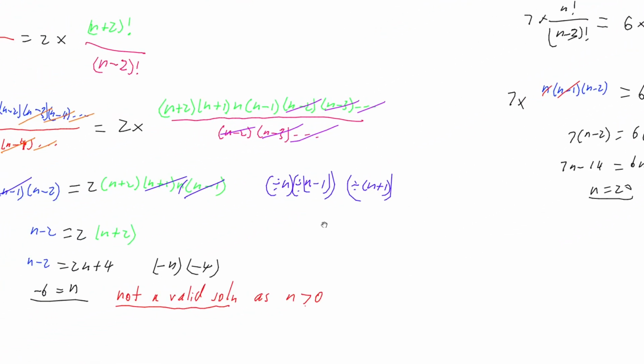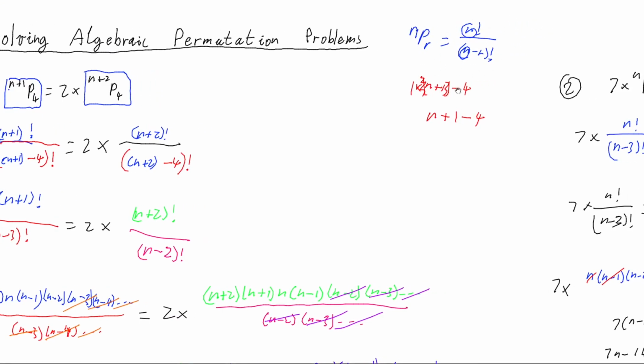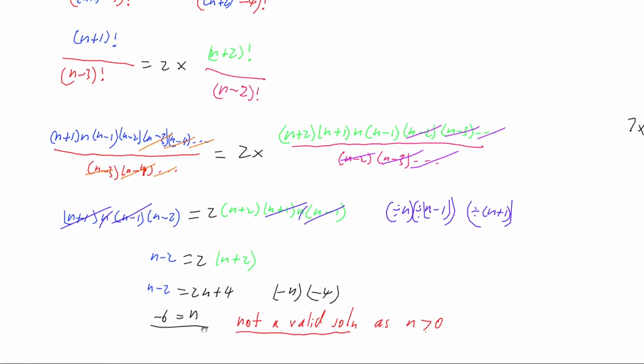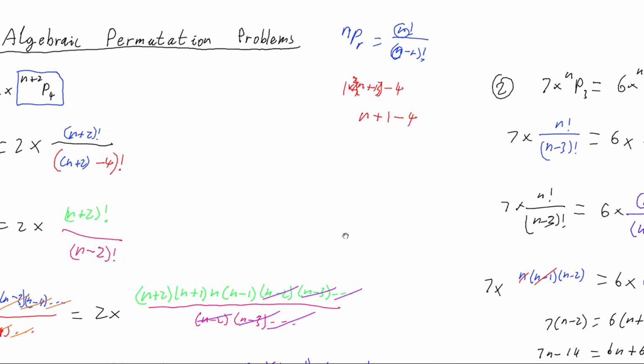The only thing we have to remember is that the n in the actual nPr formula must be positive. It must be greater than 1. So if, when we get to an answer and we put it into our original question, it wasn't a positive number, then the answer is not valid to begin with.